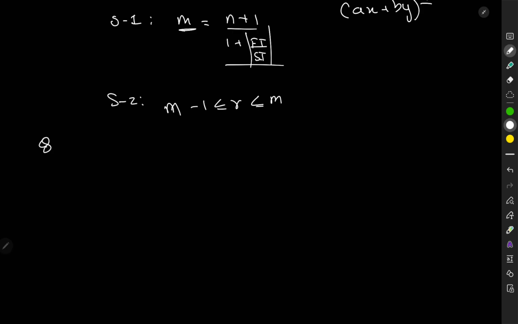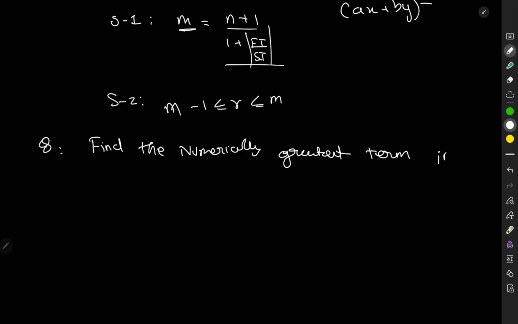Okay, find the numerically greatest term. I hope you understand the reason why I take photos of the questions. My handwriting sucks, right? Expansion of (7 minus 5x) to the power 11, where x is equal to 2. Fine. Okay, we need to find this.